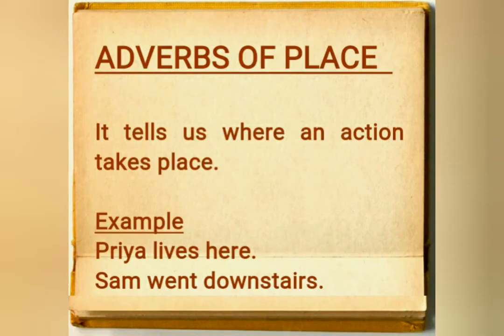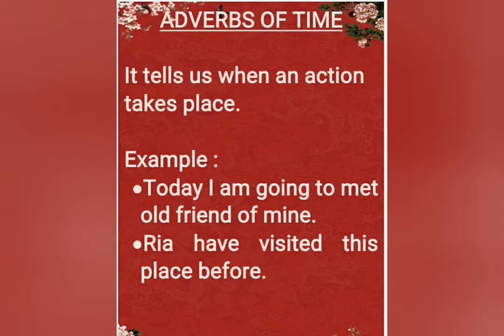Next one is adverbs of place. It tells us where an action takes place, or you can say on which platform or where something happened. So let's see the example. Priya lives here. Sam went downstairs. If you see the words here and downstairs, it directly shows place. Like where Priya lives, you can say here, it's a symbol of place. In the next sentence, Sam went downstairs, you can say the place is downstairs, where he went.